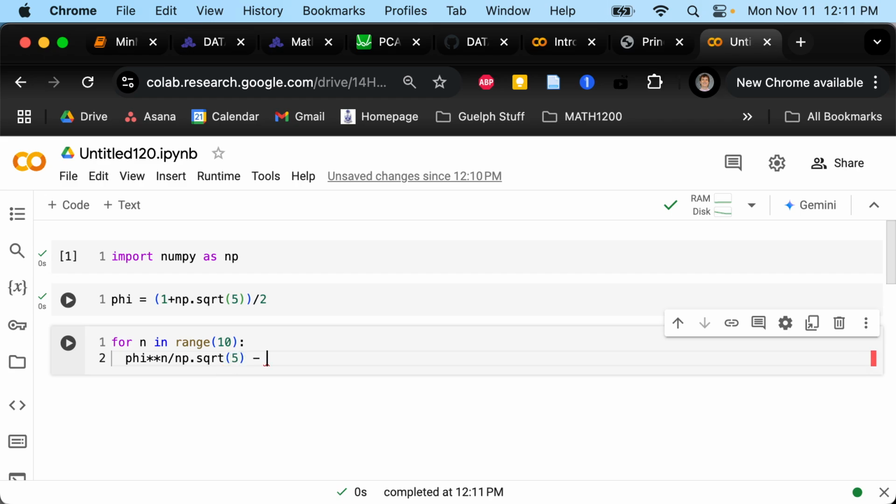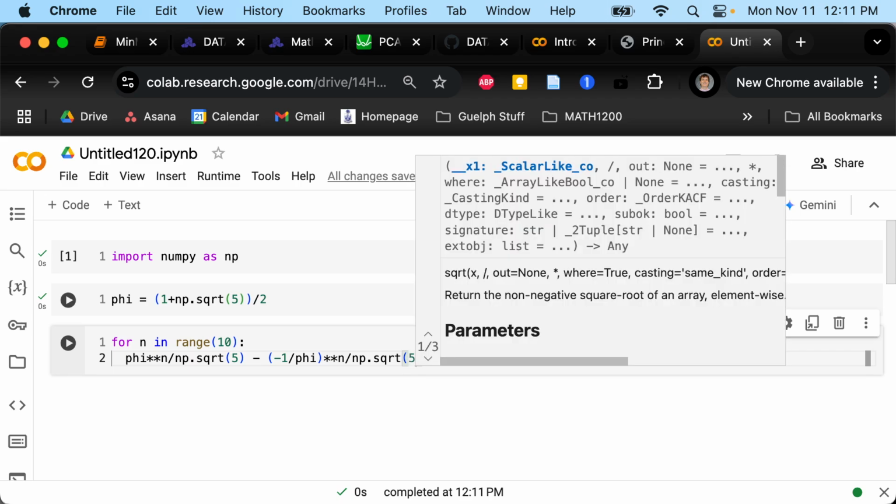minus 1 over phi to the power n, also divided by square root of 5. Yeah, that's the formula. This is supposed to be Fibonacci numbers.